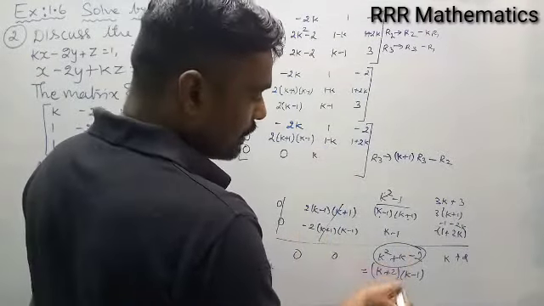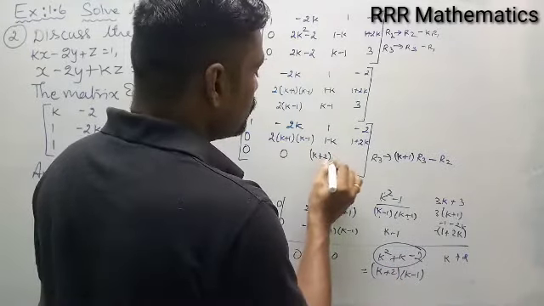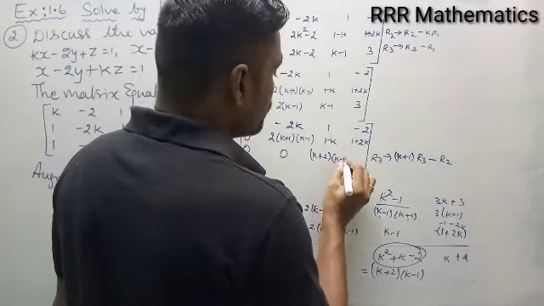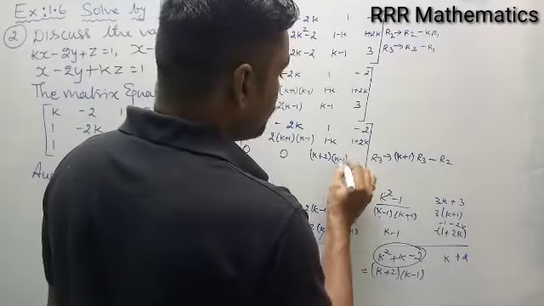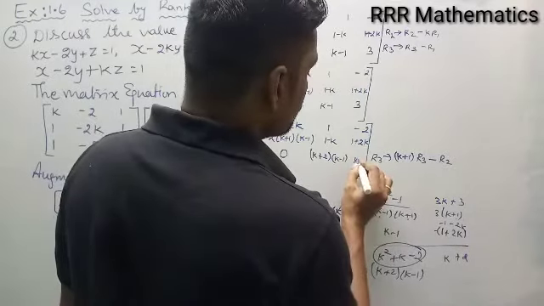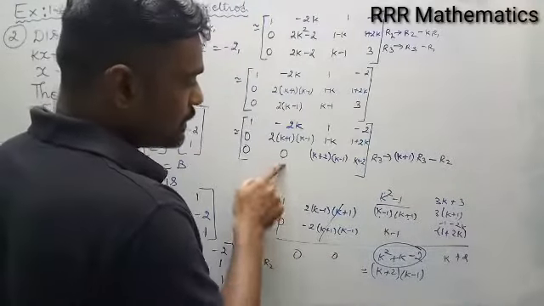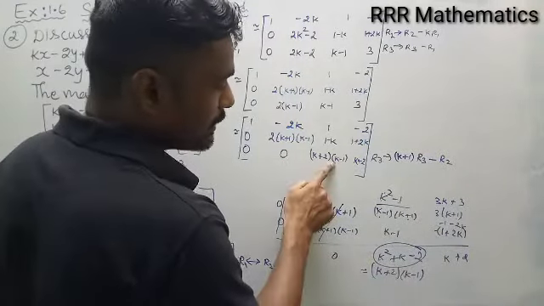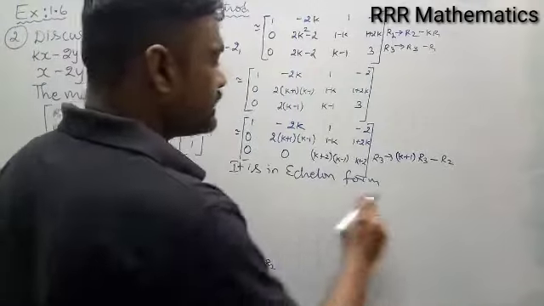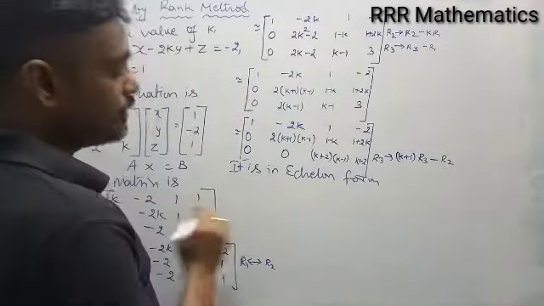So, I will write this one as K plus 2, K minus 1. Got it? And this is K plus 2. Is it clear? This is 0, this is 0. When you factorize K plus 2, K minus 1, this is K plus 2. It is in echelon form. We want to discuss the value of K.